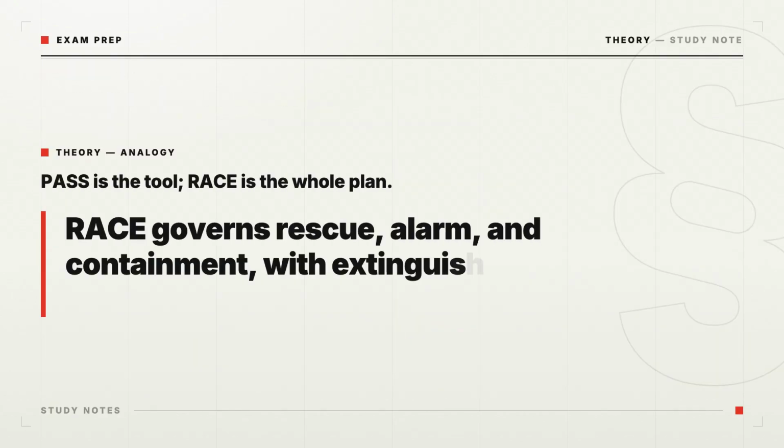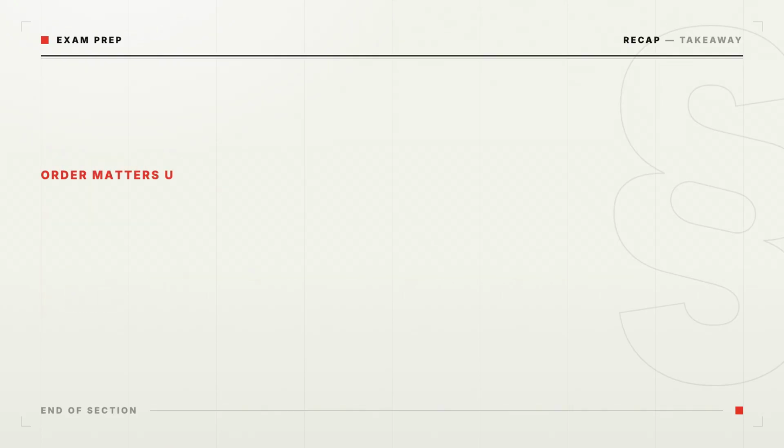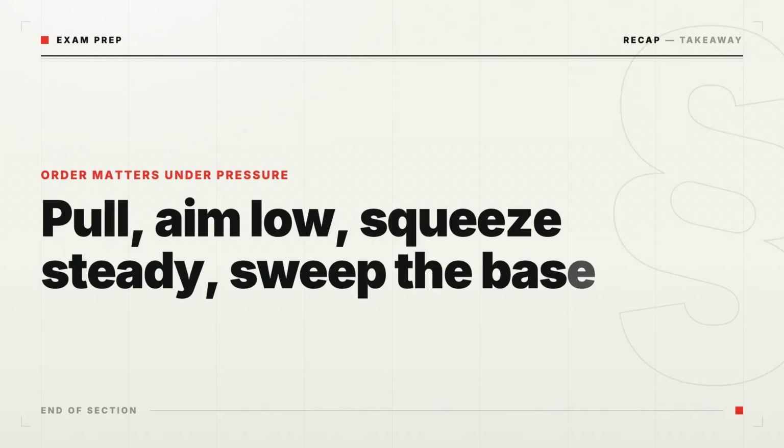PASS should never be confused with RACE, which governs the entire emergency response and places extinguishing last, only after patients are rescued and the alarm is sounded. PASS is simply the hands-on technique used once you've already reached that final step. With patients clear and the alarm already sounded, the nurse pulls the pin, aims at the base, squeezes in one steady motion, and sweeps until the fire is out.